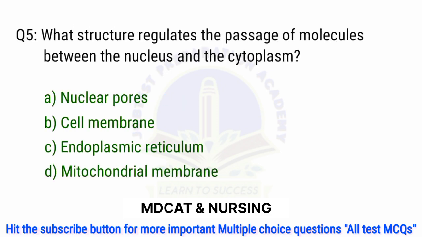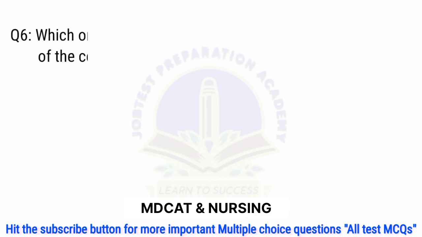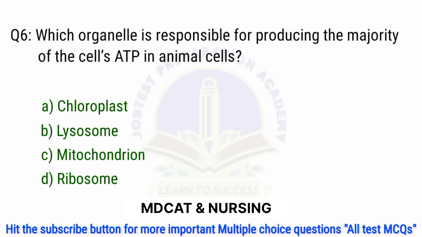Question number 5. What structure regulates the passage of molecules between the nucleus and the cytoplasm? The right answer is option A, nuclear pores. Question number 6. Which organelle is responsible for producing the majority of the cell's ATP in animal cells? The right answer is option C, mitochondria.